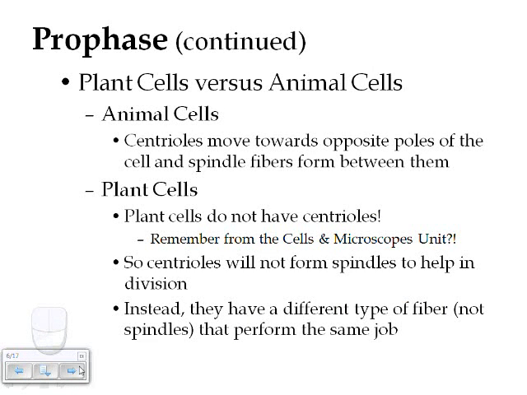In animal cells, the centrioles are moving to opposite sides because we have centrioles in animal cells. However, in plant cells, there are no centrioles. So there's not going to be any centrioles forming any spindles. Instead, there's going to be a different fiber that's going to perform the same job. Don't worry about the specifics, but just remember to keep in mind that plant cells do not have centrioles for cellular division.